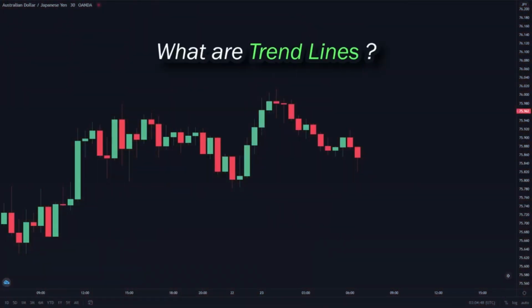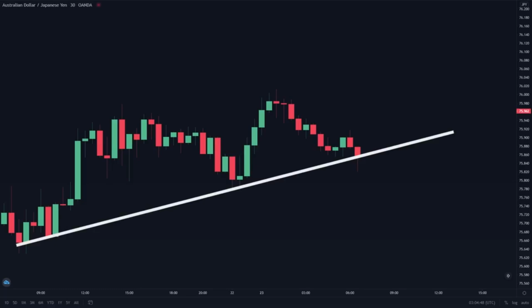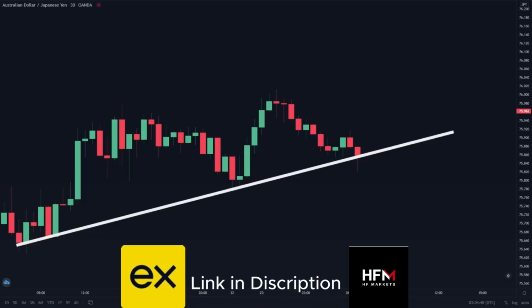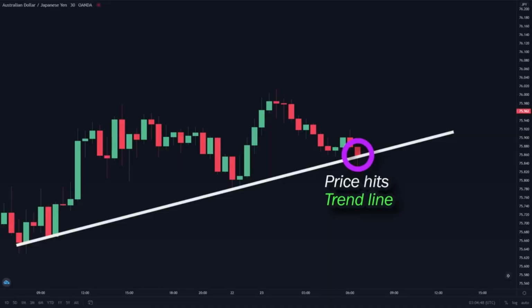First of all, what are trend lines? Trend lines are simply key levels that are formed in a trending market. And the reason we draw them is because usually when the price approaches these key levels, it can offer you multiple high win rate trade opportunities.